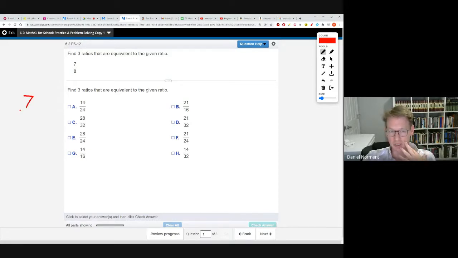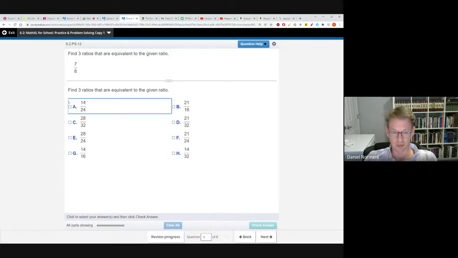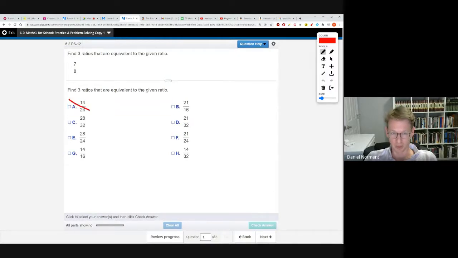So take that ratio, 7 over 8. How do you get from 7 to 14? It's bigger, so use multiplication. 7 times what? 7 times 2. So now if these are going to be equivalent, you have to multiply this times the same thing. So here's my question. Does 8 times 2 equal 24? Obviously, it doesn't. So they're not equivalent. So this is not one of the answers. So let's move on, okay?